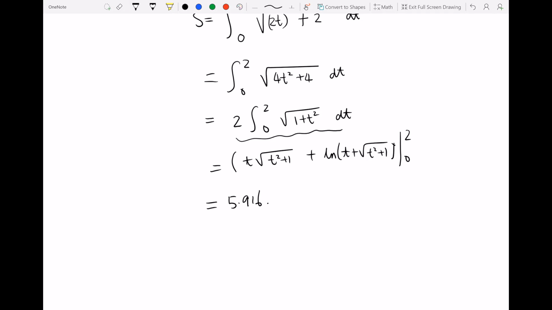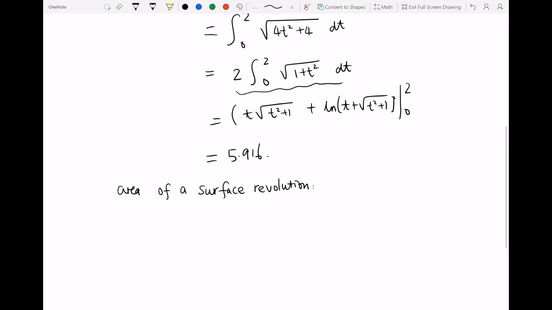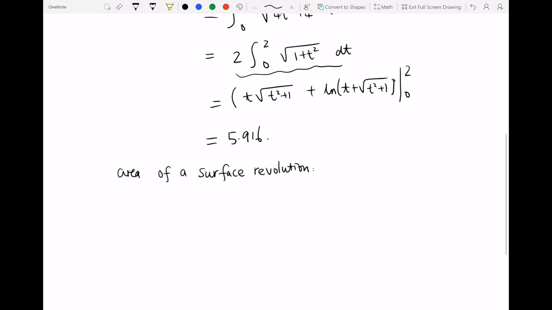Alright, so next we're going to look at the area of a surface of revolution. Previously we got the revolution formula. Let me see, there is a previous formula before, right? Okay, so I'll just write down the theorem for you first.